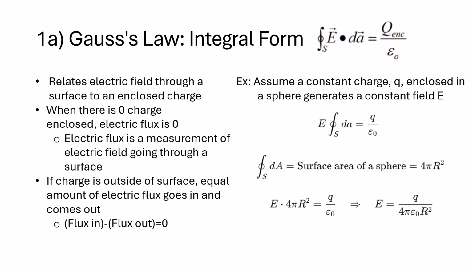And here's a short example on the right-hand side. To start, assume a constant charge Q is enclosed in a sphere. This generates a constant field E. So to begin, you can pull the electric field out of the integral, as it is a constant. This leaves us with the total enclosed surface area integral. And this can just be seen as the surface area of a sphere, which is equal to 4 pi r squared. And then you can plug this value back in, and this easily allows us to solve for E in terms of our constants, the charge, and radius.